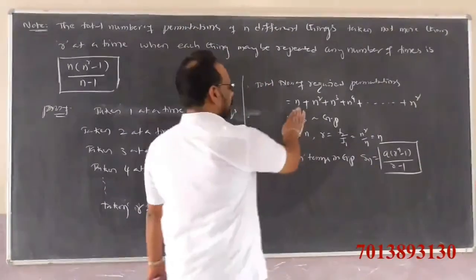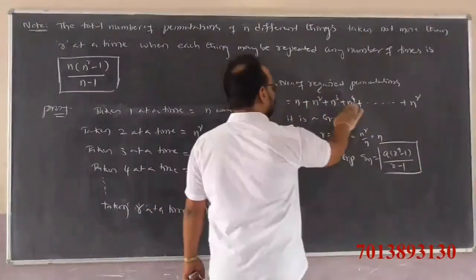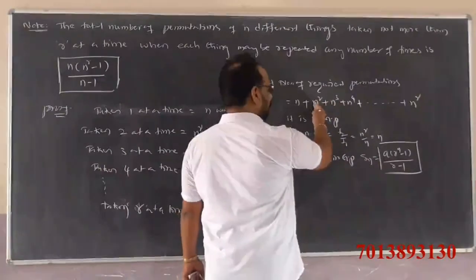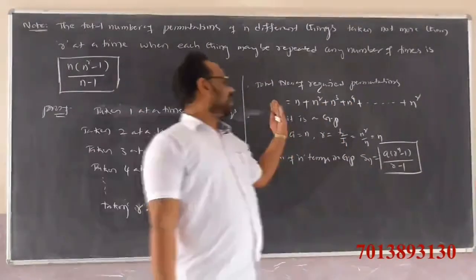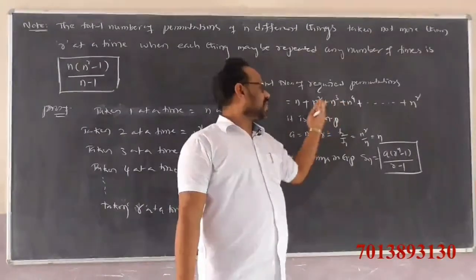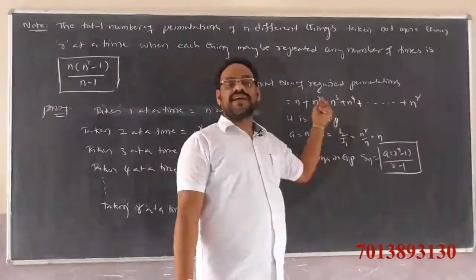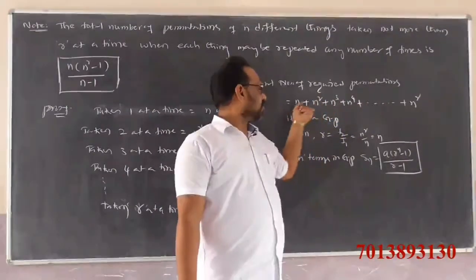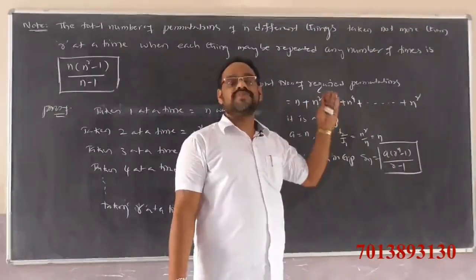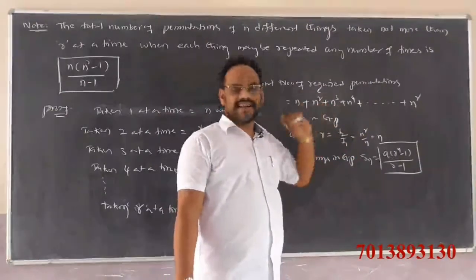So here also clearly it is in GP: n, n square, n cube, n power 4. n square by n, we get n. n cube by n square, we get n only. n power 4 by n cube, we get n only. So t2 by t1, t3 by t2, t4 by t3, we get n. So common ratio, that ratio of any two consecutive terms is always constant. So clearly it is in GP.